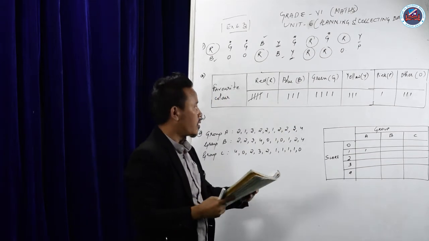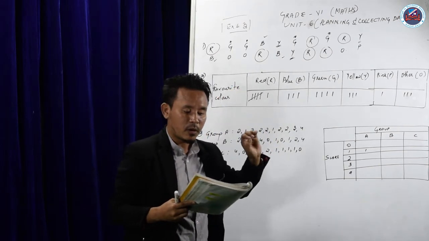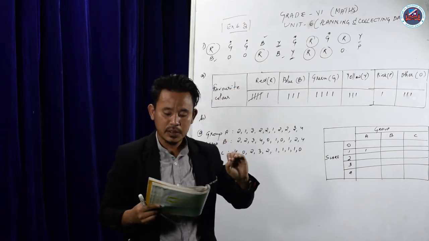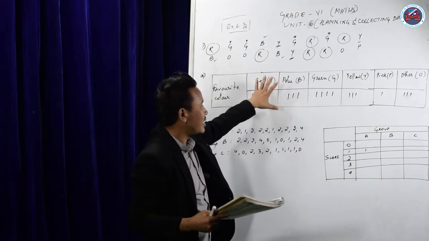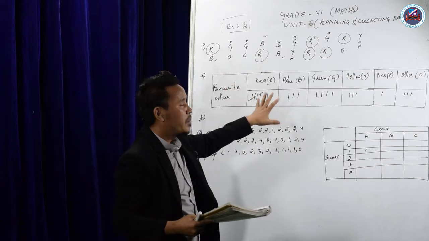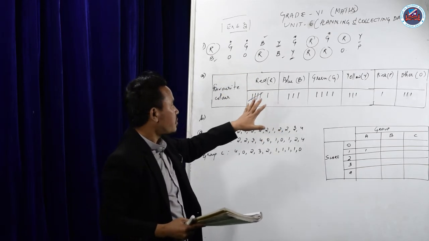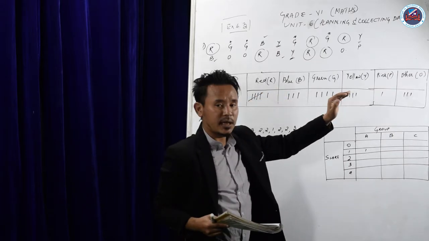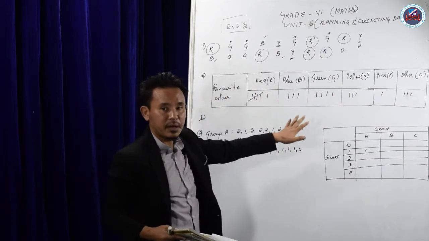Once again, the question was to copy and complete the data collection sheet to show this information. So we have completed this data collection sheet with the information we received: there are 20 students, and out of 20 students, these were their favorite colors. Red, blue, green, yellow, and pink. So we have written down the tally marks here.